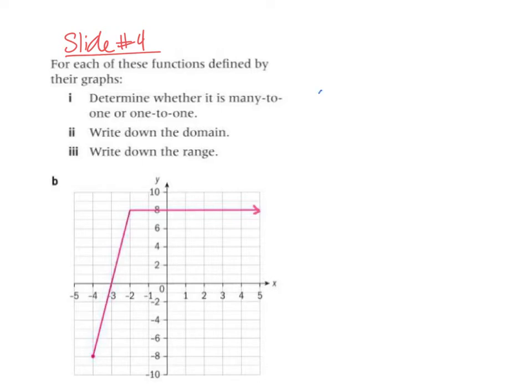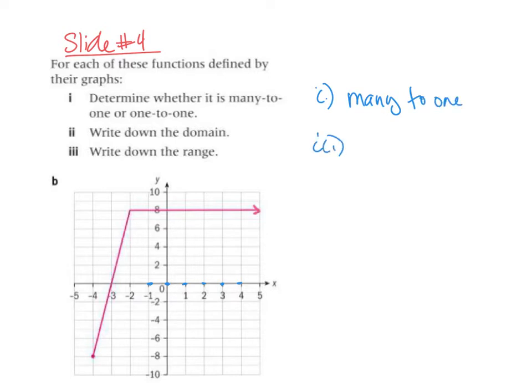Okay, so let's start with: is it many to one or one to one? This one's going to be many to one because I can find a whole bunch of x values that have the same y value. So if you have y values repeat, it's many to one. Sometimes that seems kind of backwards to me, but it's many x values to one y value. So that means this one is many to one.